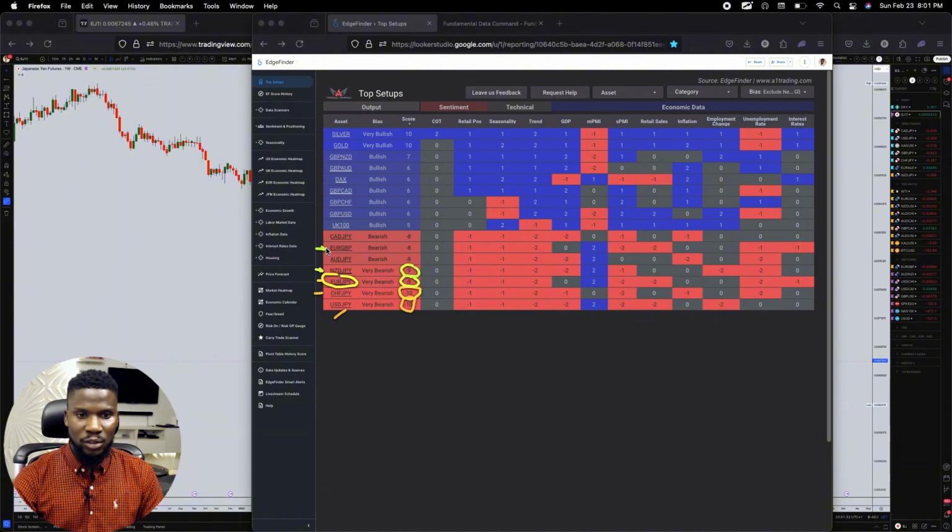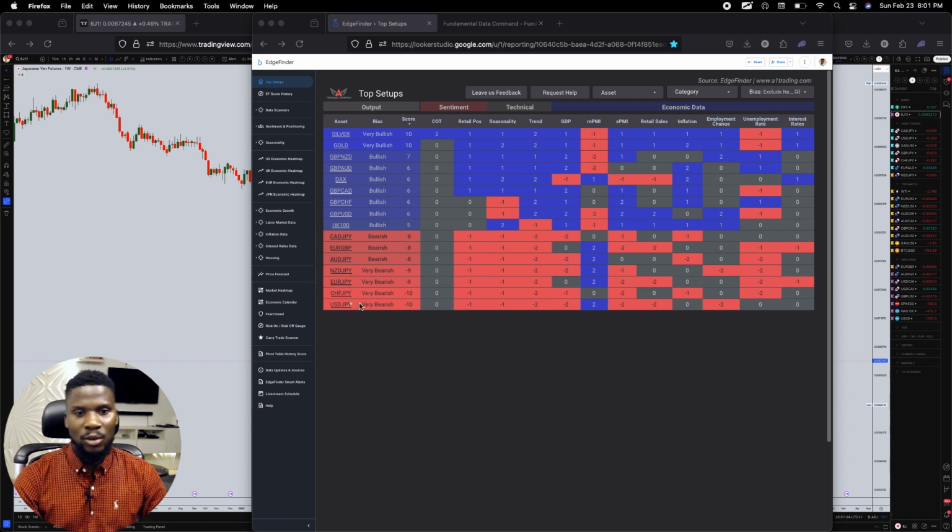Euro GBP, I'm not in this trade, and I'm not looking forward to take the trade at all, so that is none. CAD JPY, I'm in this trade, and I will be looking forward to add on to it. You can see it's reading, excuse me, negative 8 right there. So I'll be looking forward to take a further short trade on CAD JPY.